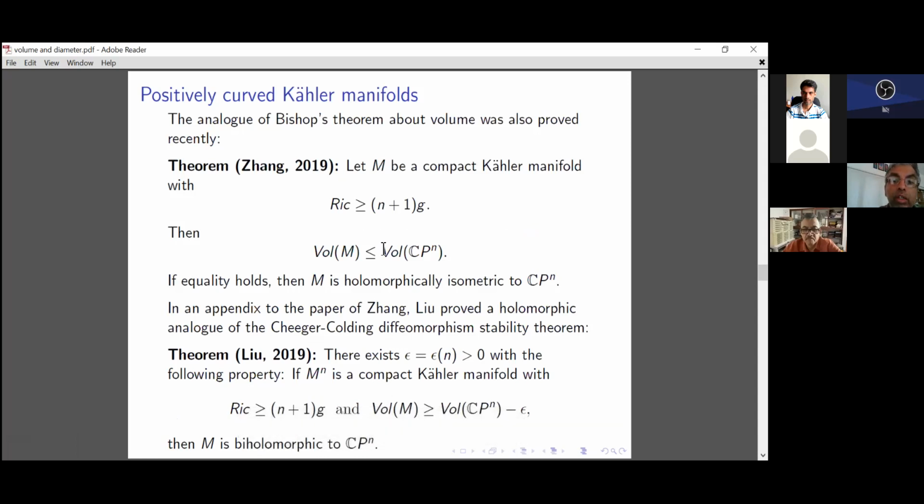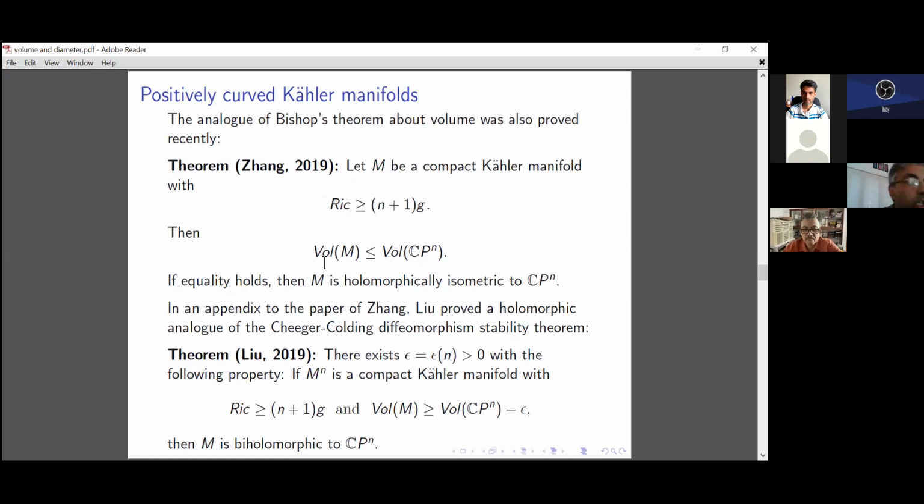Now, surprisingly, Bishop's theorem about volume generalizes exactly the same, without any modification of the curvature condition. So let M be a compact Kähler manifold with Ricci curvature greater than the expected value for CPN, then the volume is less than that of CPN. If equality holds, then M is CPN. Now this is a very beautiful, elegant statement.